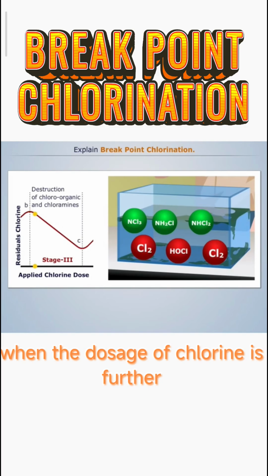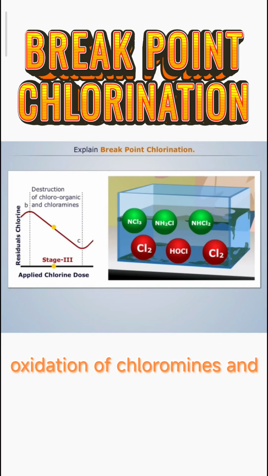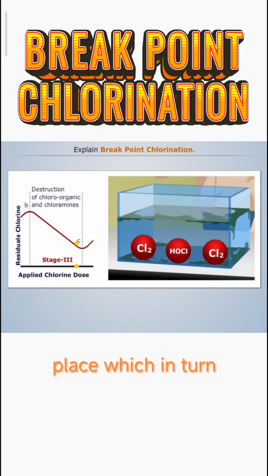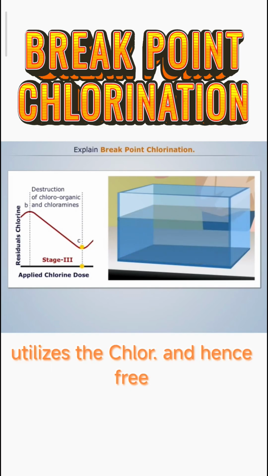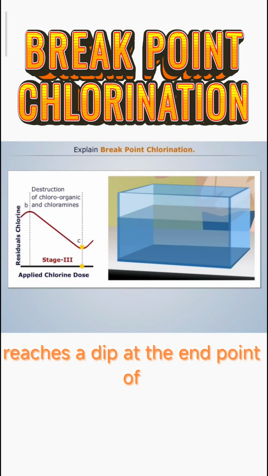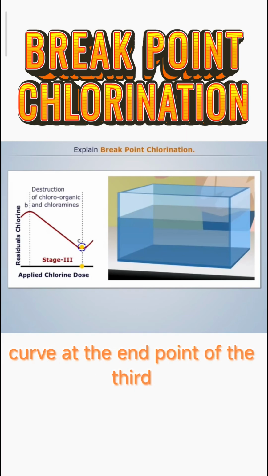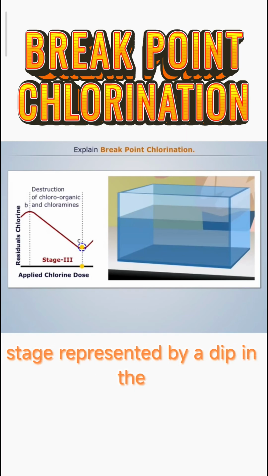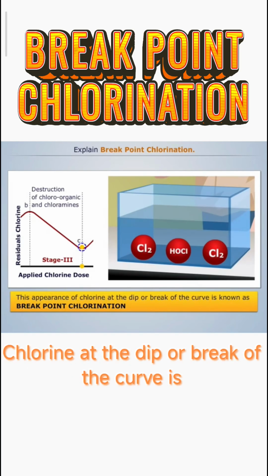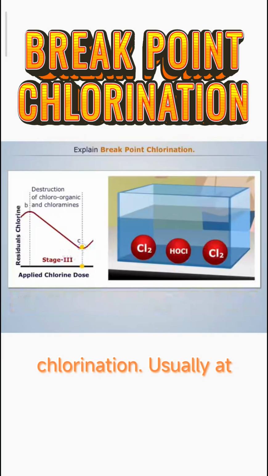When the dosage of chlorine is further increased, the complete oxidation of chloramines and chloro-organic compounds takes place, which in turn utilizes the chlorine, and hence free residual chlorine also decreases and reaches a dip at the end point of the third stage, represented by a dip in the curve. This appearance of chlorine at the dip or break of the curve is known as breakpoint chlorination.